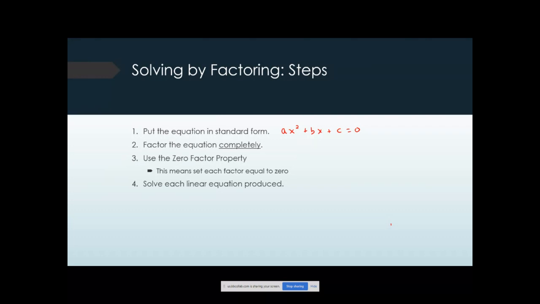Once you've done that, you want to use the zero factor property. So that means you set each factor equal to 0. So when we have something factored, we're going to have the two sets of parentheses equal to 0. And then you set each of them equal to 0. That's the zero factor property. And then you solve those equations to get x equals a number. And that's the whole process. It's really not so bad. The hardest part is factoring, and the better you are at factoring, the quicker you are at factoring, the faster that this process will be.